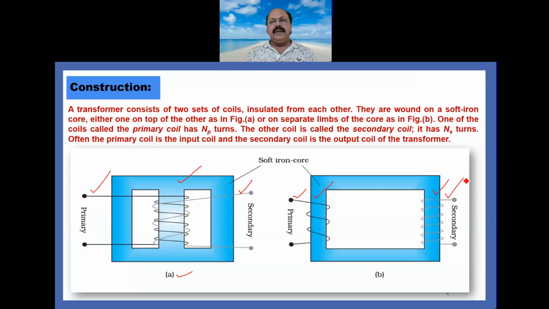Generally we say that the primary coil is the input coil and the secondary coil is the output coil of the transformer. The number of turns in the primary is represented by NP, and the number of turns in the secondary is represented by NS. So this is the construction of the transformer.